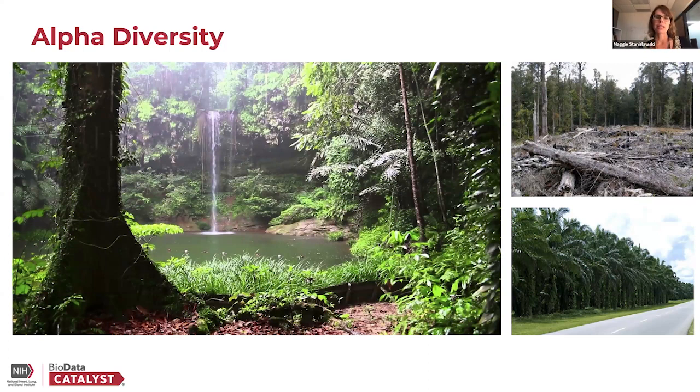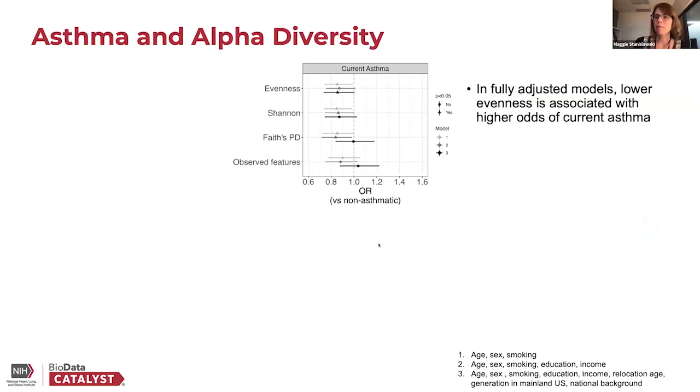And just like the picture on the left intuitively looks healthier than the two pictures on the right, the same tends to be true of the microbiome in the gut. So higher alpha diversity tends to be associated with better health. And this is not always true across all diseases and everything else, but it does tend to be true across literature. So low alpha diversity has been associated with obesity, diabetes, Crohn's disease, lots of different chronic conditions have been associated with lower alpha diversity. So in this project, we might expect that asthma would be associated with lower alpha diversity.